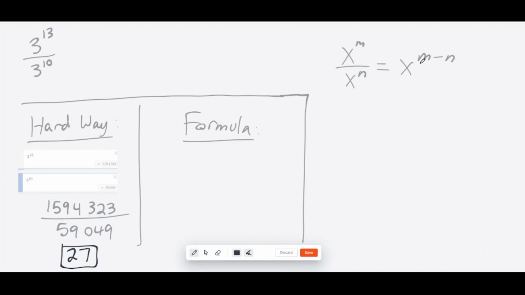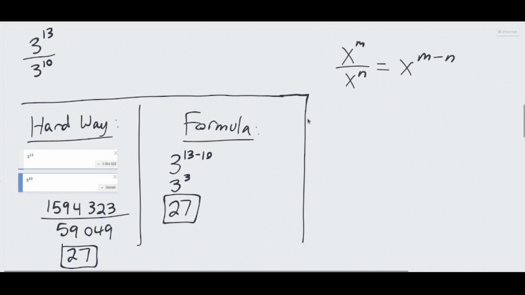However, with the formula, things are a lot easier. In this case, x will be 3, m will be 13, and n will be 10. Therefore, we can rewrite this entire thing as just 3 raised to the power 13 minus 10, which is 3 raised to the third power. 13 minus 10 is 3. And then you can see that we would end up with 27. So here is where you can see that the formula is a lot less work than the alternative, especially when the numbers get big.